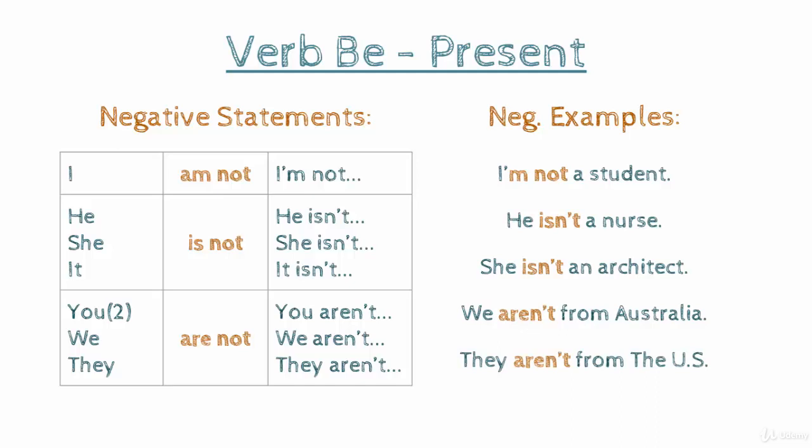I'm not a student. He isn't a nurse. She isn't an architect. We aren't from Australia. They aren't from the US.